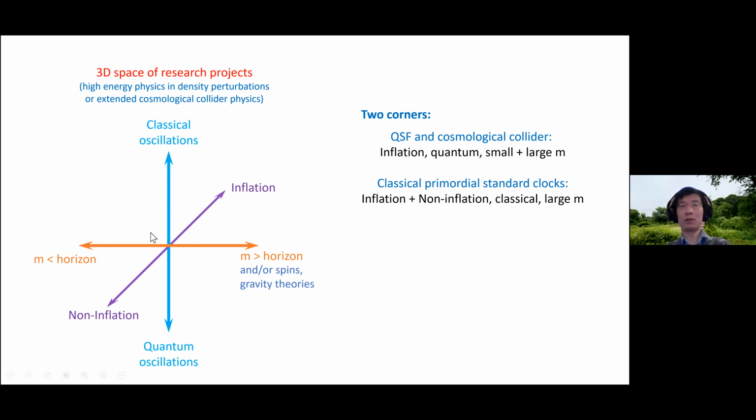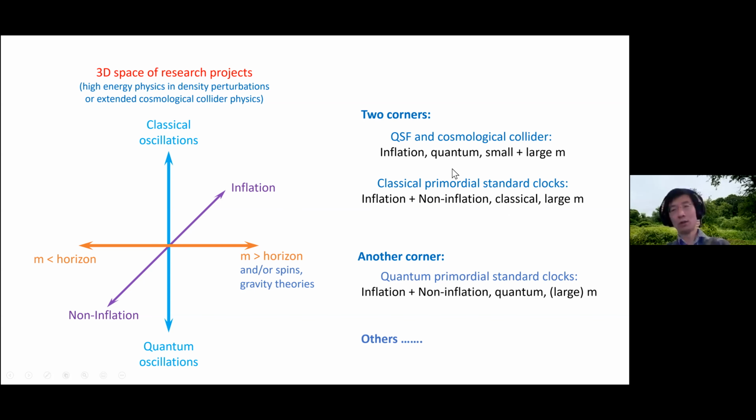So just by these realizations, you can easily go around and ask yourself, is there any other interesting corner to explore? One we will do in this talk, and there may possibly be others. This is using quantum fluctuations, as Mark just mentioned, as standard clocks. In light of the second direction that I mentioned, I will generalize the classical oscillations to quantum oscillations. In view of the first direction, it's a generalization from inflation to inflation plus non-inflation scenarios.